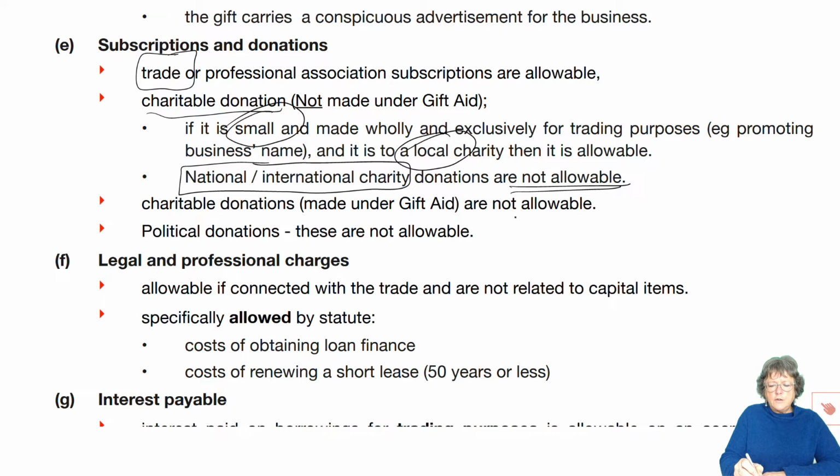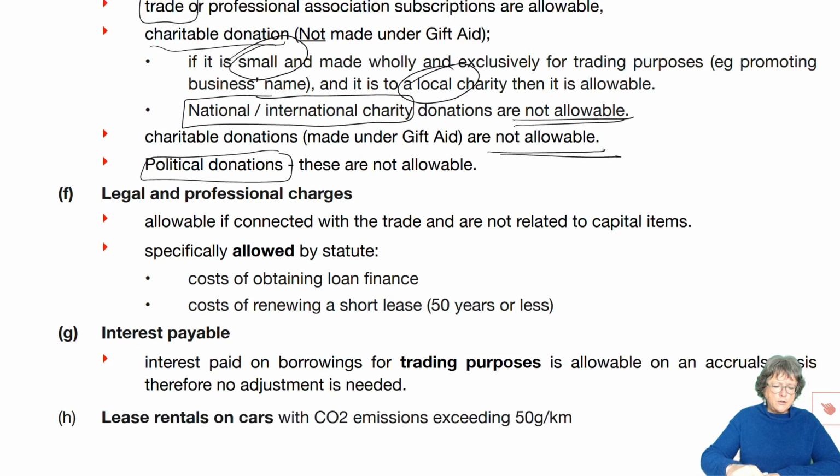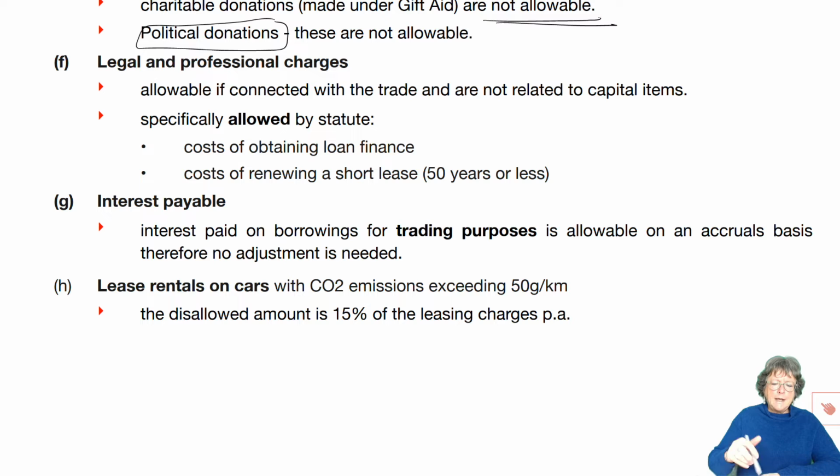Charitable donations under gift aid, not allowed. You do get your relief by extending the basic rate band. If you look in the chapter about income tax, you'll see the information there about gift aid. You can also not have political donations. Legal and professional charges, they are allowable if they are trade, but not capital. Specifically allowed by statute or law is obtaining loan finance and short leases.